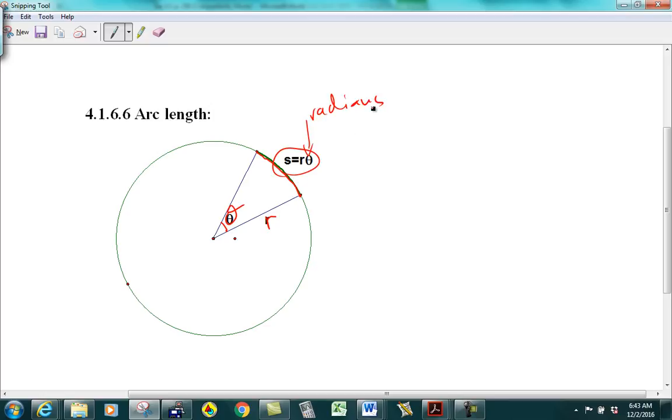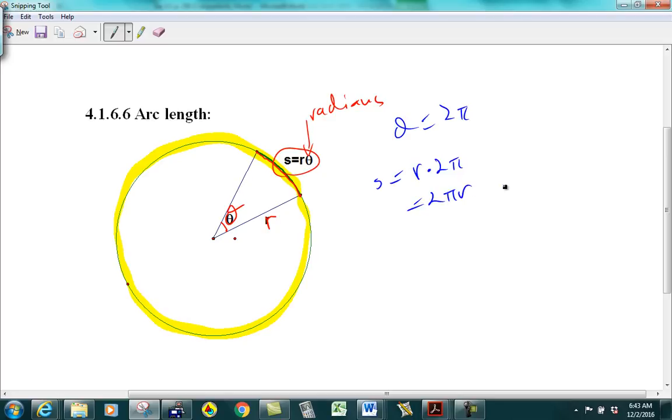Okay, well, let's see if this formula makes sense. So imagine if you were to go around the circle completely, and that yellow line would be the arc. If you went around the circle completely in one revolution, then theta would be 2 pi. Then the arc length would become r times 2 pi, which is equal to 2 pi r, and that is the circumference. So the formula makes total sense.